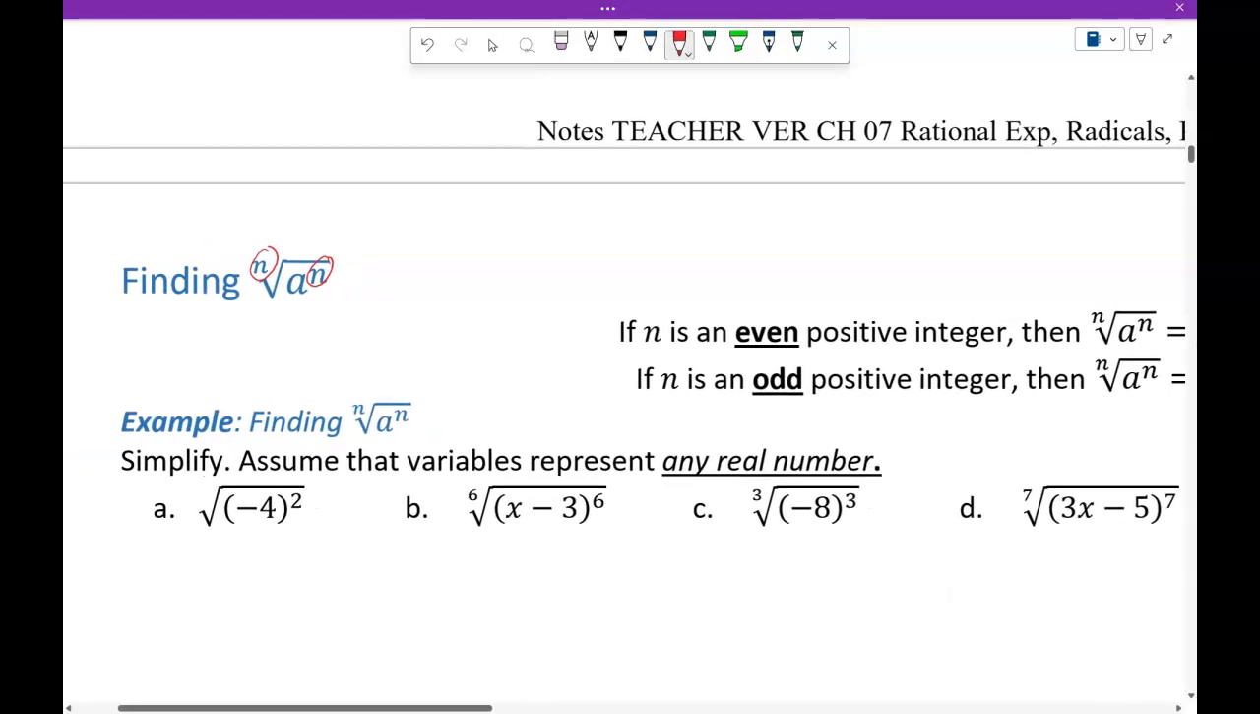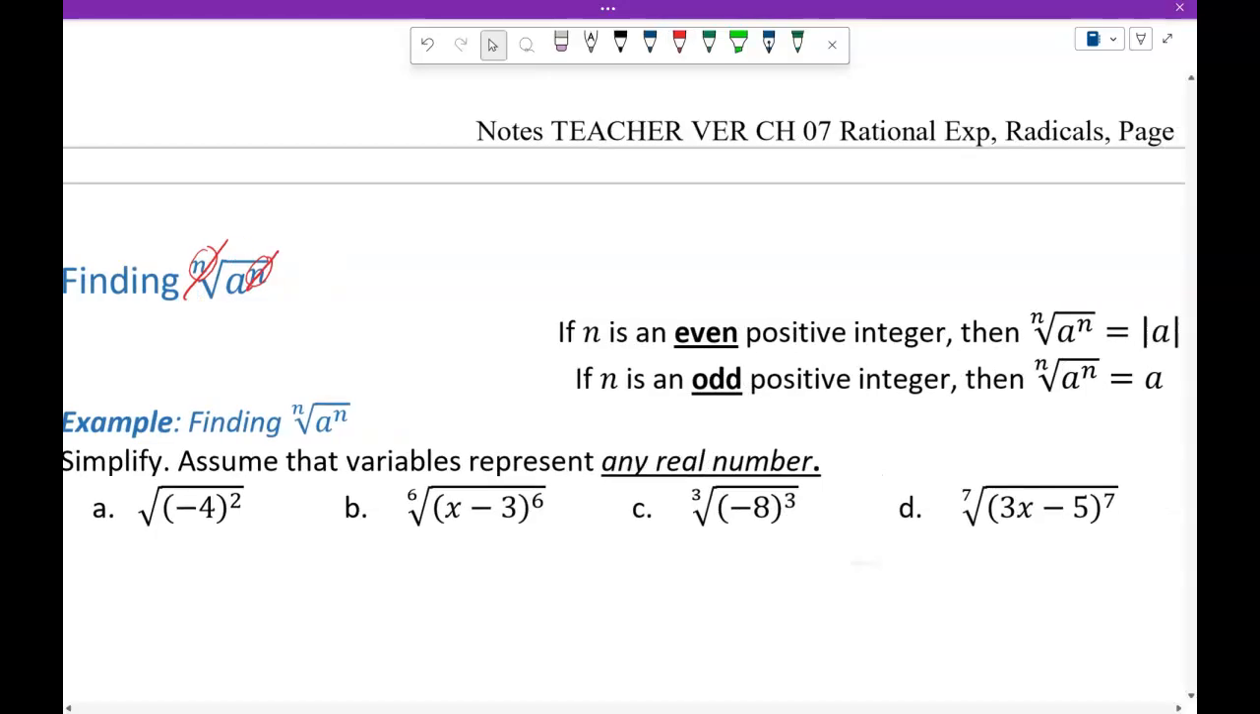Since the root is canceled out by the exponent, they're the same. If I have something to the fourth power and I take the fourth root, we're just undoing itself on that operation. We can actually just cancel it out, and we just have the radicand.